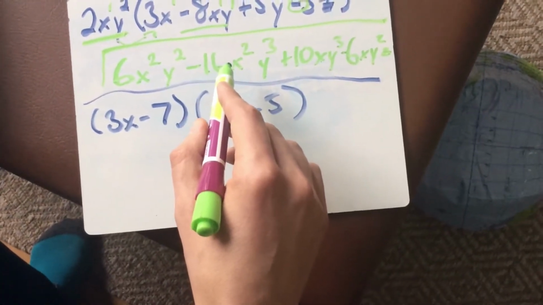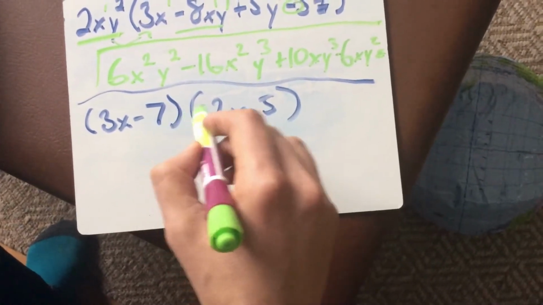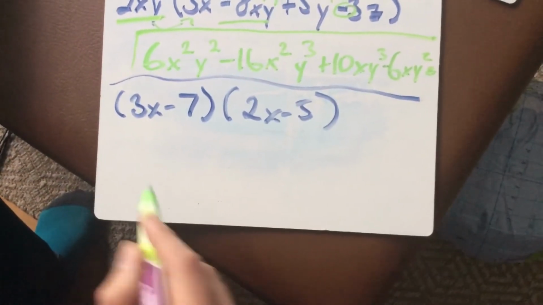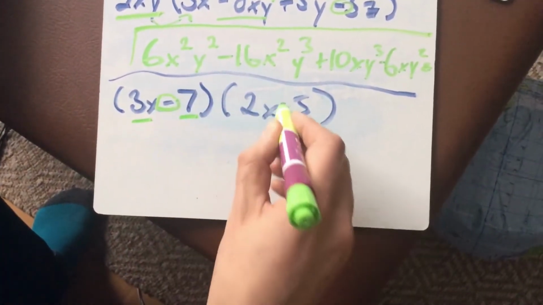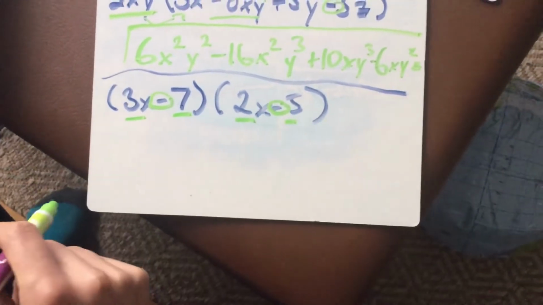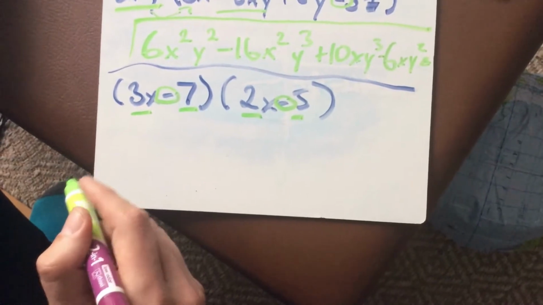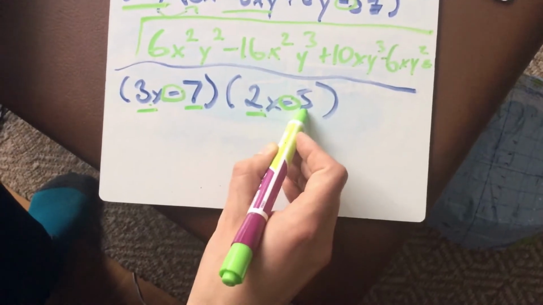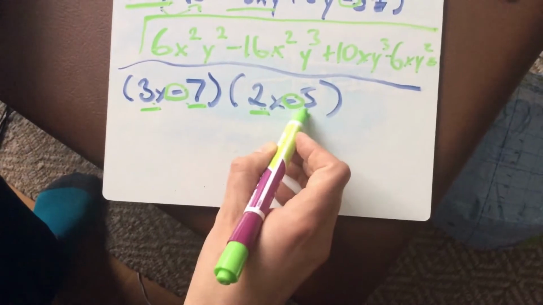Next, I have a binomial being multiplied by a binomial. So when I have a binomial multiplied by a binomial, I'm going to do this a little bit differently. Remember, this is a binomial because it has two terms. Remember, anytime I have an addition sign or a subtraction sign, that means a new term. So I have two binomials. So the way I'm going to do this is I'm going to multiply my 3x by both of these terms, and then I'm going to multiply negative 7 by both of these terms.